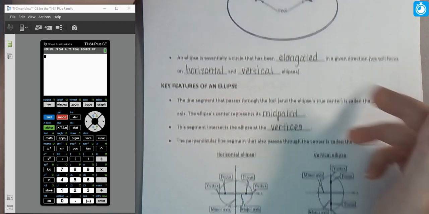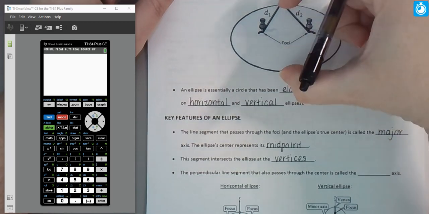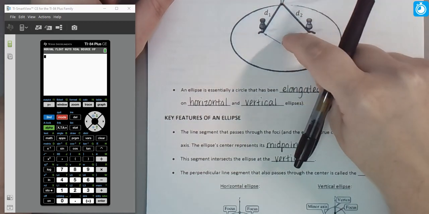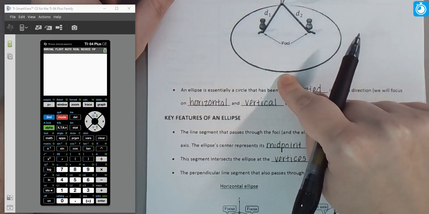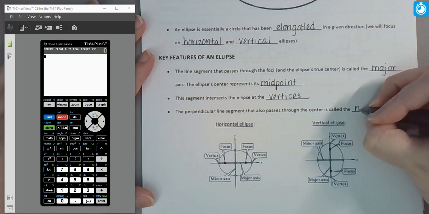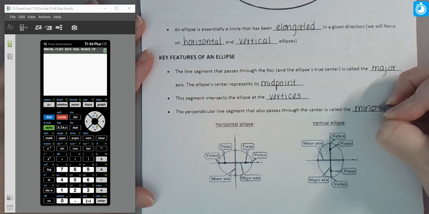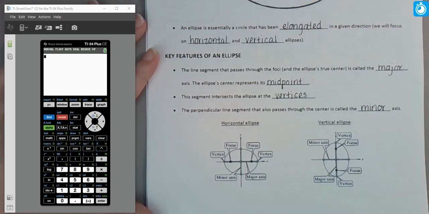And then if we were to take the major axis and draw a perpendicular line segment that also passes through the center, passes through that major axis through the center and is perpendicular to it, we refer to this as the minor axis. So how the major and minor axis, and then of course the vertices, the endpoints of the minor axis, are oriented depends on the type of ellipse we have.